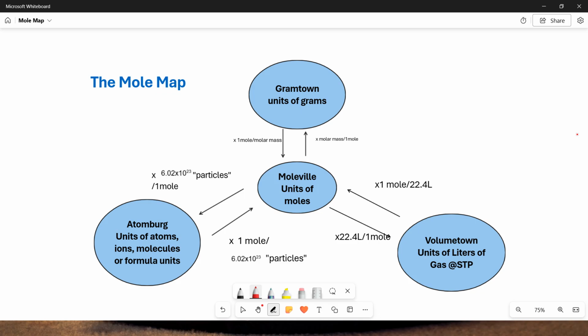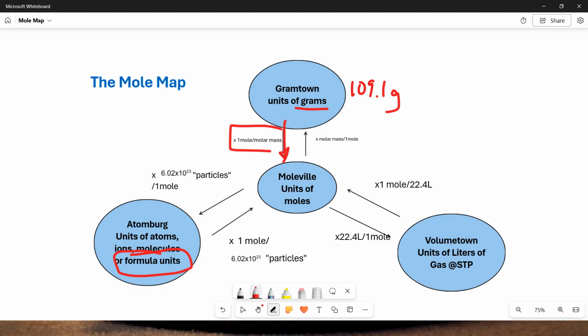So here's our mole map. Let's just remember what we were doing. We were given 109.1 grams of calcium chloride, so we are starting in Grahamtown. We are asked to find formula units, so we're going to travel to Adamberg. So we're going to have a two-step problem.